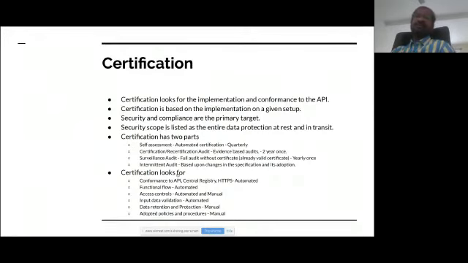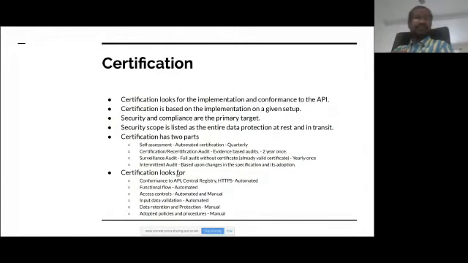Certification looks for implementation and conformance to the API. When I say API, it's the entire standard together. We look for: have you implemented it correctly? When I say implementation, it is not just the code that you wrote. It is about the API, the code that you wrote, the way in which you have set it up, the way in which you're storing the data, the way in which you're deleting the data, the way in which you're keeping track of an audit record, the way in which you're interacting with the third party or with the actual regulated entity and fetching the data out, and the storage of the regulated entity.